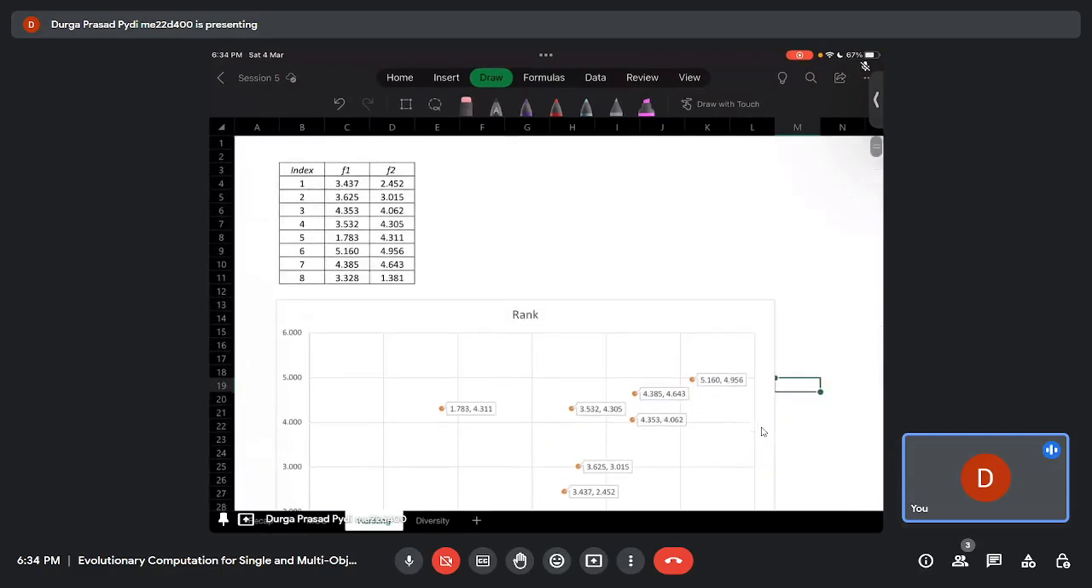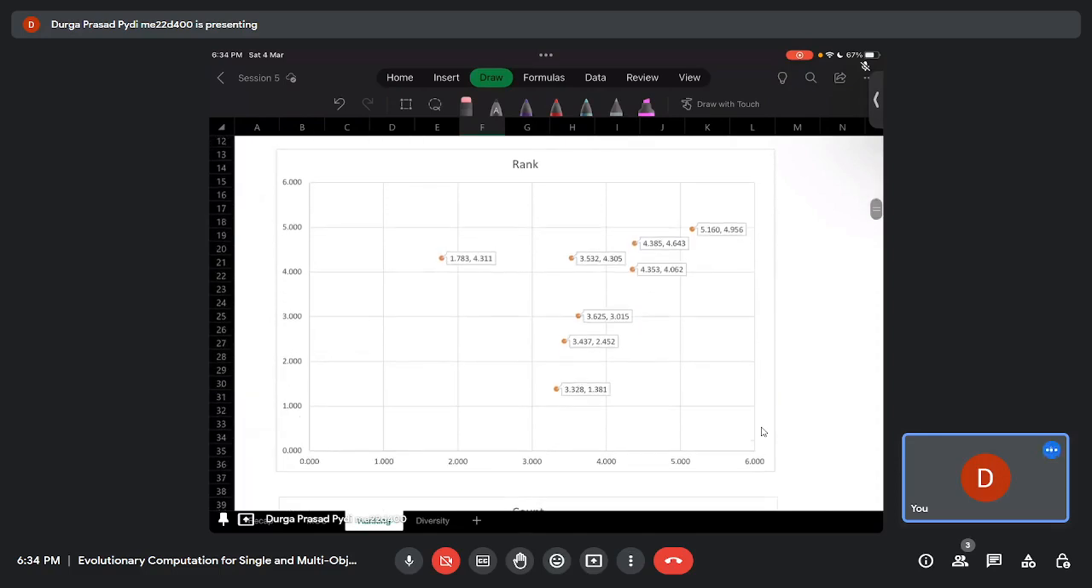Say you have some values of F1 and F2 like this. We have a multi-objective optimization problem with two objective functions F1 and F2, and there are 8 individuals in the population. They are numbered from 1 to 8. If I make a plot of this in the objective space, it appears something like this. Each individual is denoted by a dot at a particular point of the objective functions.